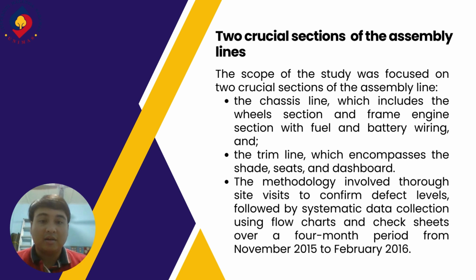For the next slide, here are the two crucial sections of the assembly lines. The scope of the study focused on two crucial sections of the assembly lines: the chassis line, which includes the wheel section and frame, engine section with fuel and battery wiring, and the trim line, which encompasses the shed, seats, and dashboards.